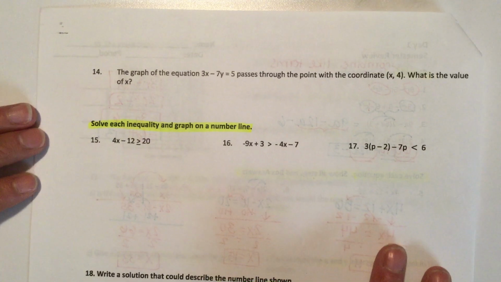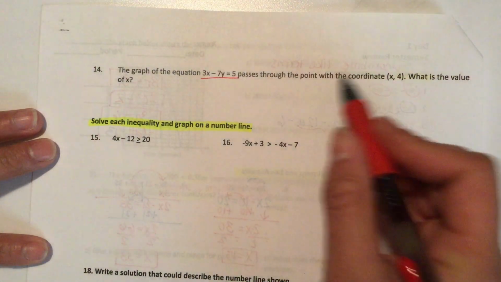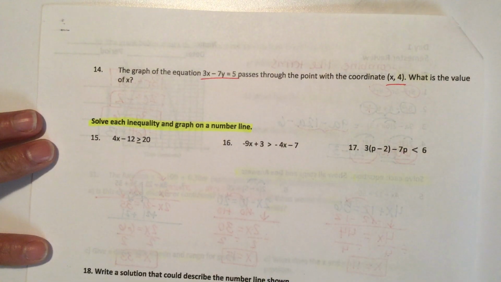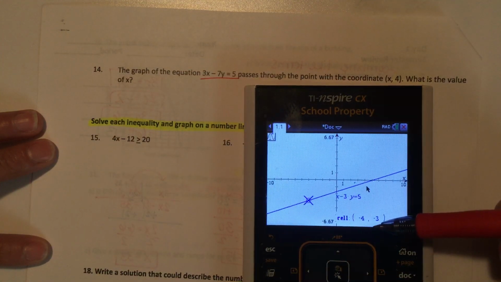Next page. On number 14, it's giving you an equation and it's saying it's passing through this point. What is the value of x this time? If I decide to take my calculator, the only thing on my calculator, I'm not able to pull up the y value.